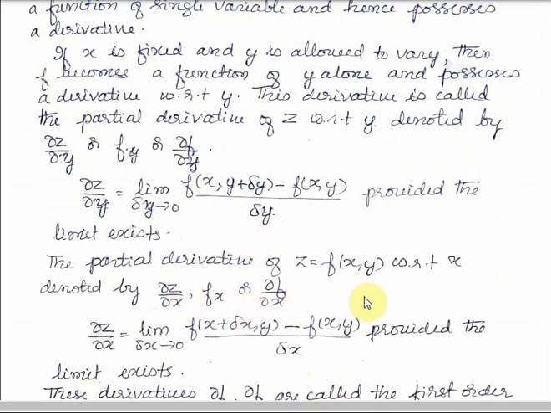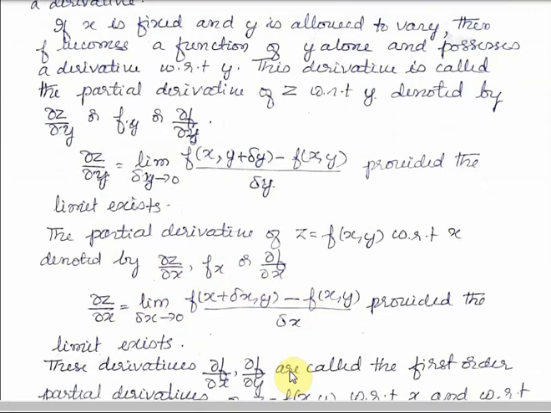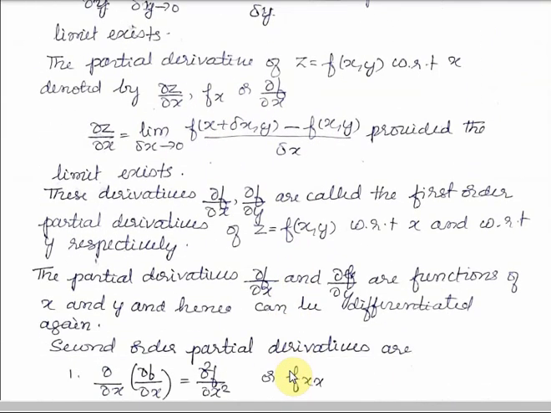Similarly, the partial derivative of z equal to f of x, y with respect to the variable x is denoted by dou z by dou x, or f x, or dou f by dou x, and the limit definition is given like this. Because we are differentiating with respect to x, y is kept constant, so we get the limit as delta x tends to 0 of f of x plus delta x, y minus f of x, y, divided by delta x, provided that the limit exists. These derivatives are called the first order partial derivatives of the function z equal to f of x, y.